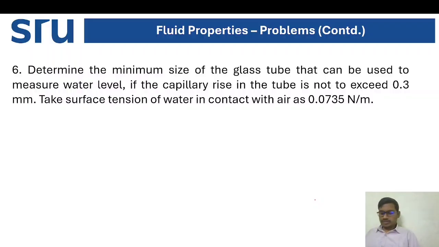So this is completely related to capillary rise. Determine the maximum size of the glass tube that can be used to measure water level, if the capillary rise in the tube is not to exceed 0.33 mm, that is H is equal to 0.33 mm. That is the one concern they are giving.